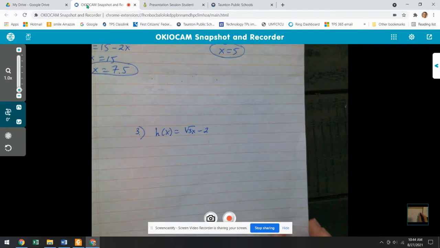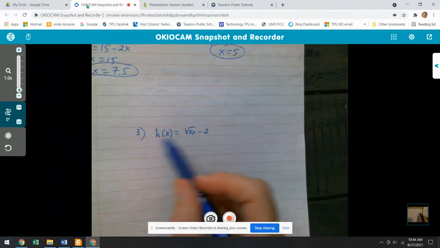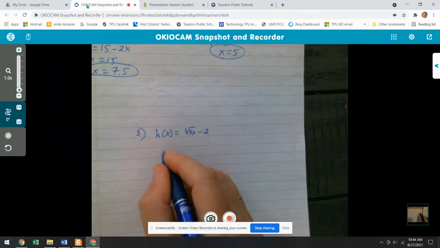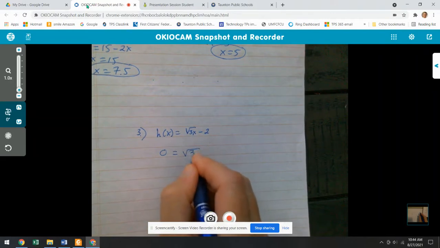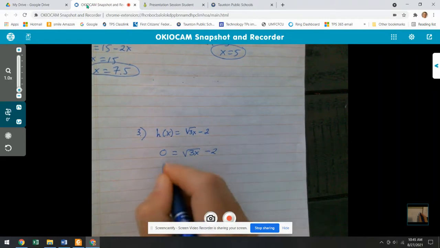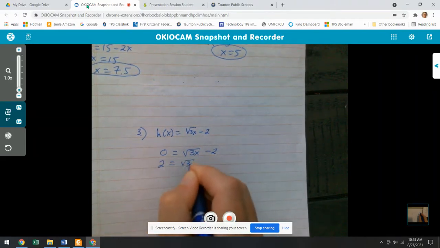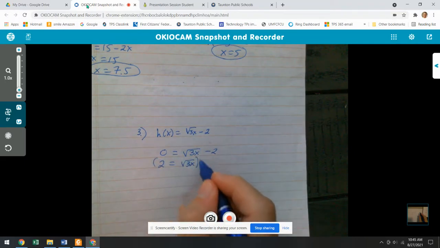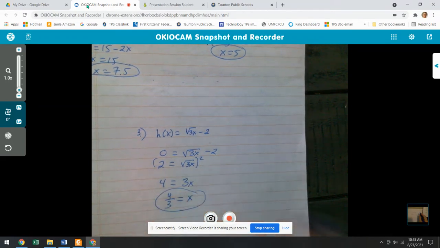We have one more example down here. Same thing. We're going to take out the function notation, put in a 0, square root of 3x minus 2. So I'm going to bring that over. I'm going to square both sides. So 2 squared is 4. The square root of 3x squared is just 3x. So x will be 4 over 3, or 1.33. So there will be one solution, 4/3, 0 for that one.